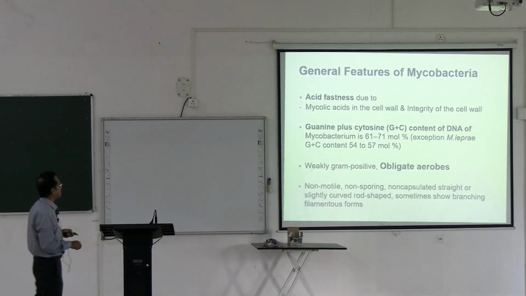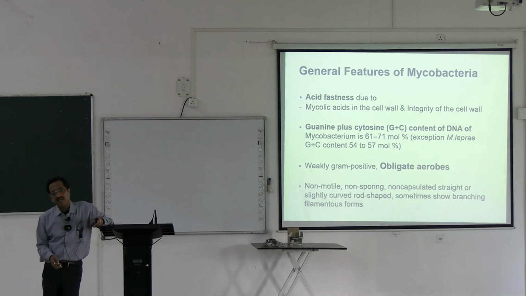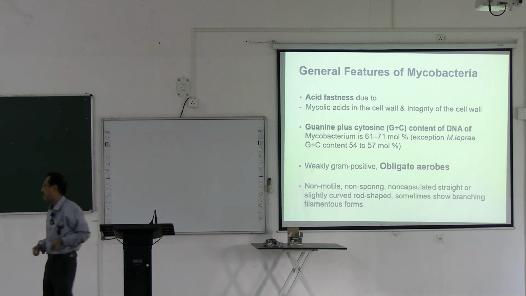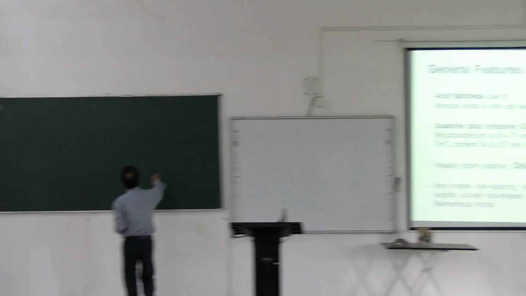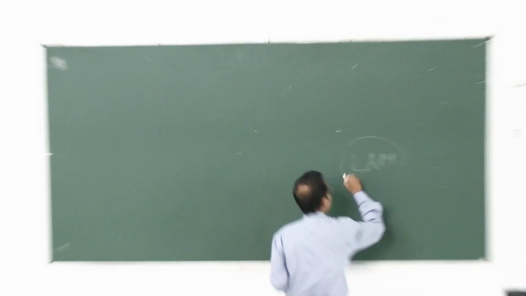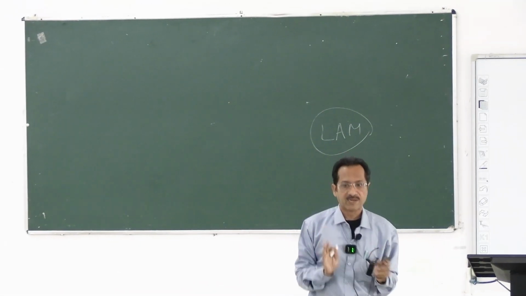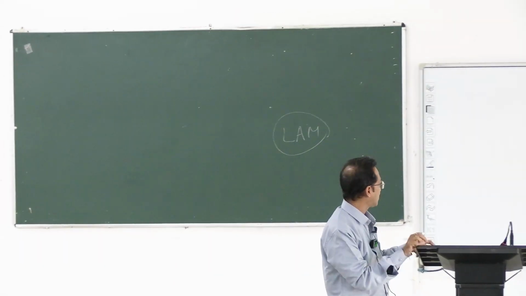Already this has been discussed. Acid fastness is due to mycolic acid, and the survival in macrophage is due to lipoarabinomannan, LAM, in the cell wall or surface antigen. That is the main part of pathogenesis. That's why TB bacilli survive within macrophage. After that it goes on.